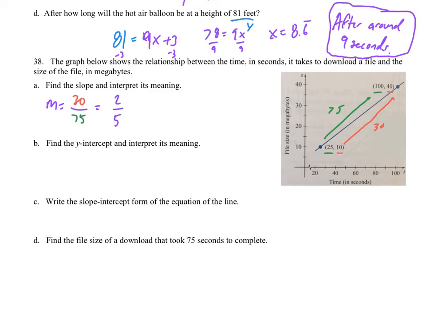So what does that mean, right? What does y stand for? Our 2 is 2 in the y direction, so that's 2 megabytes. And then what does x stand for? It's time in seconds, so 5 seconds. And then we have 2 megabytes per 5 seconds. So what does it mean? Looks like we're talking about something downloaded, so we download 2 megabytes every 5 seconds.